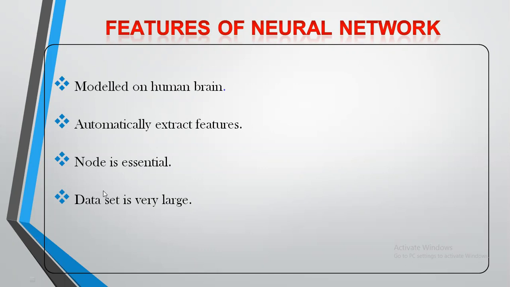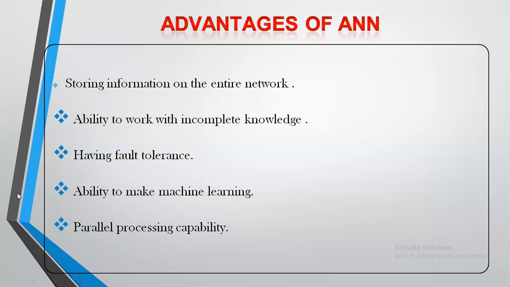The third feature is that the node is essential. Node is nothing but the hidden layer. The layer which is used to do the processing is very, very important in the artificial neural network. And to give more training, we need a very large amount of data. These are some of the features of artificial neural network.